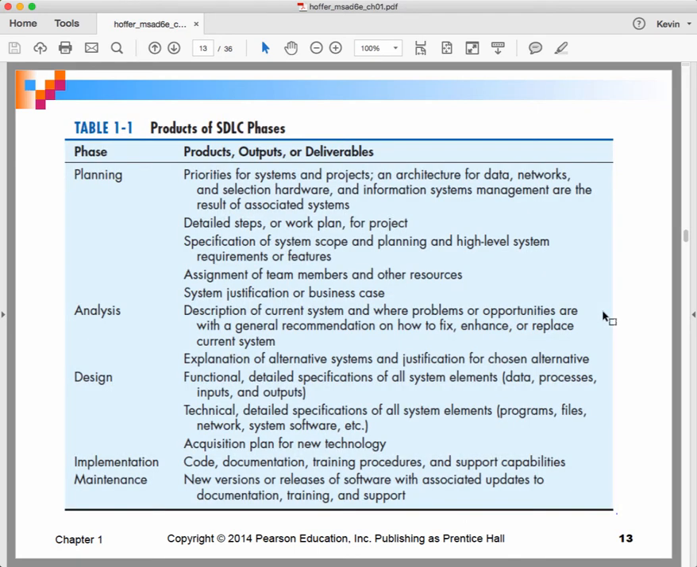Here on slide 13 is a pretty good description of each of the phases and the kinds of activities that go on within them.